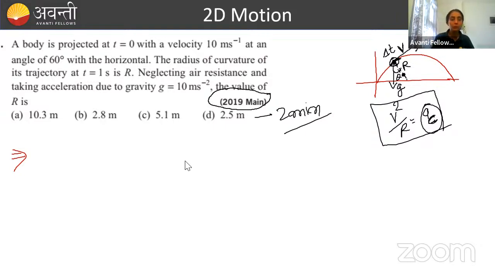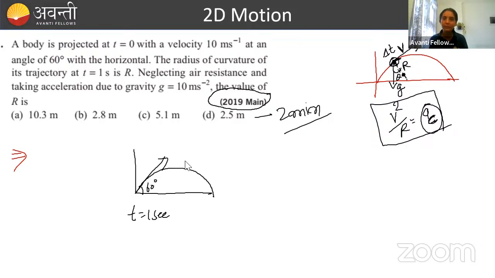Now, let's go on to the question. The question is: a body is projected at t equal to 0 with velocity 10 meter per second at an angle of 60 degree with the horizon. Okay. So what is happening? We are throwing it at an angle of 60 degree with the horizontal initially. So it is being thrown like this. Now, the radius of curvature of the trajectory at t equal to 1 second is R. So at t equal to 1 second, the radius of the trajectory is how much? R.